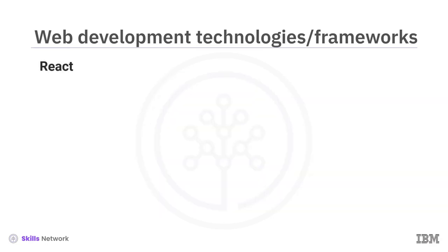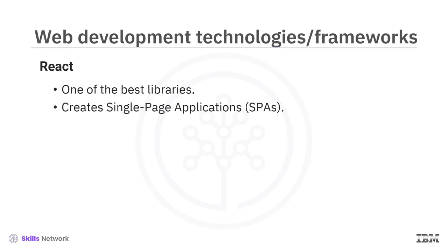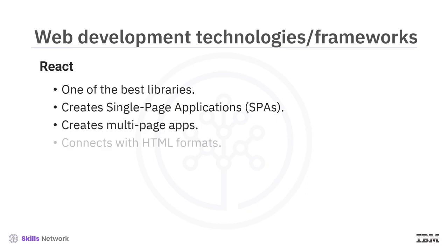The third framework is React. It is currently one of the best libraries for creating front-end web applications. React is a prominent framework due to its Create React App producer. It can create both single-page applications, SPA, and multi-page apps, with the content loading and altering rapidly inside each page. It connects with HTML formats using JSX.